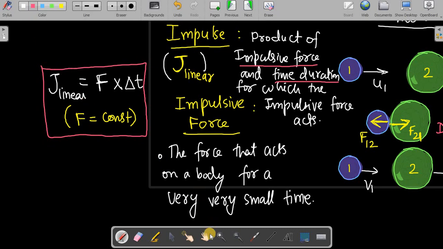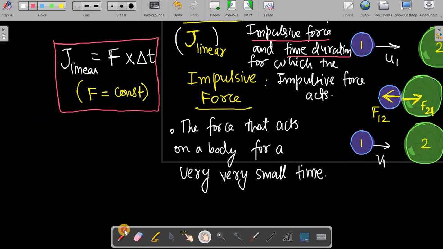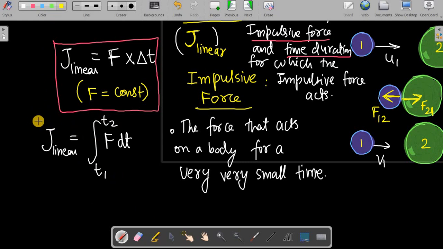Now, what happens if the force is variable? It is varying over the time, it's a function of time. Then we should write the linear impulse as integration of F dt, going from the time t1 to t2. Suppose the force is acting between the time t1 and t2, so that interval is of course t2 minus t1 or delta t, but the force is a variable force.